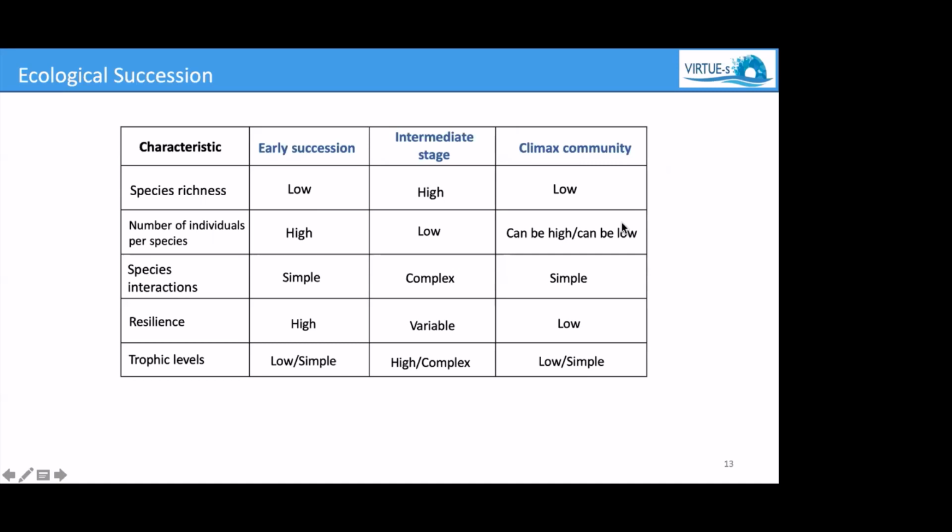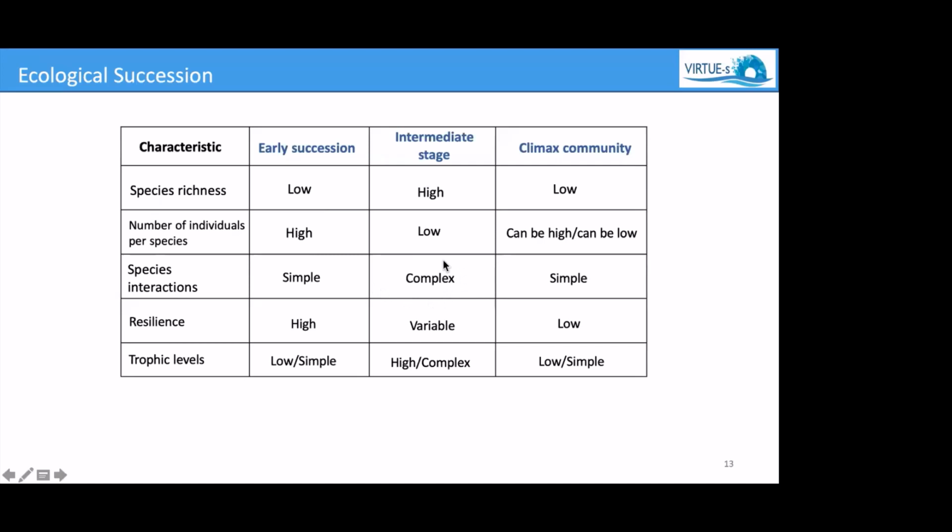And then in the climax community, it depends on the size of the organism which will persist in the end. It can be high if they are small, or low if the individuals of the species are big. Again, this is easy to understand because species interactions would be simple if there is only a low number of species.